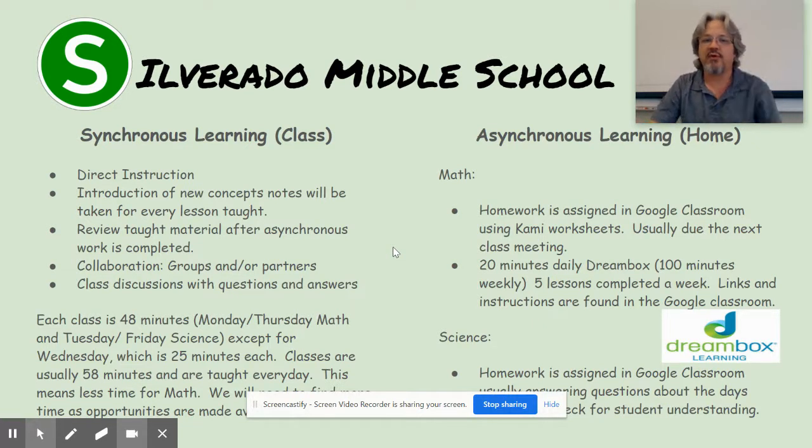It should not take the students more than 5 or 10 minutes to do science homework because I also need them to do their Dreambox each day, 20 minutes plus another 10 or 15 for science. Usually it's quite a bit of work for them on top of their other classes. For math, it might take them a little bit longer.